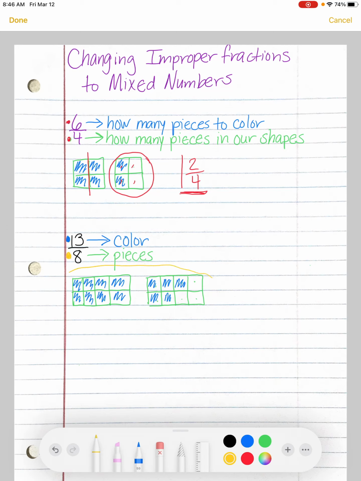So looking at this picture down here, we have 1 whole, so we're going to write a big 1 up in front. Now we're going to write the fraction for the last shape. So we're just focusing right here. 1, 2, 3, 4, 5. 5 pieces are colored out of 1, 2, 3, 4, 5, 6, 7, 8. So 13/8 is the same thing as 1 5/8.